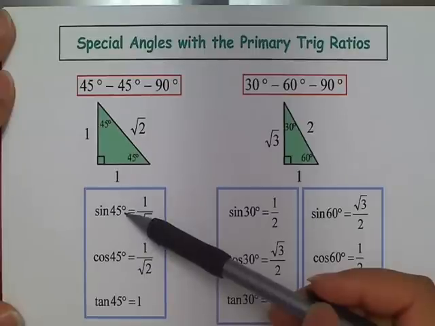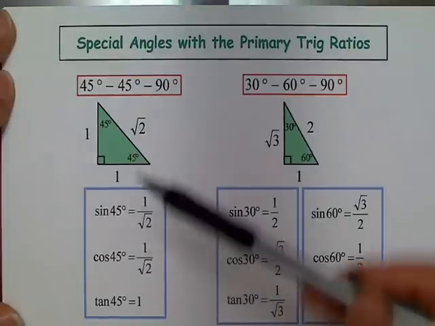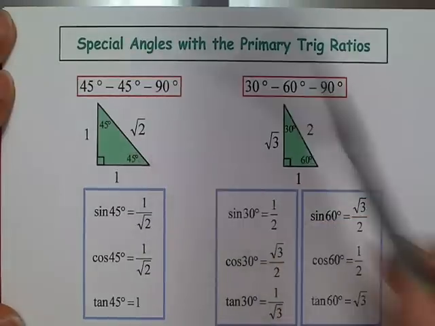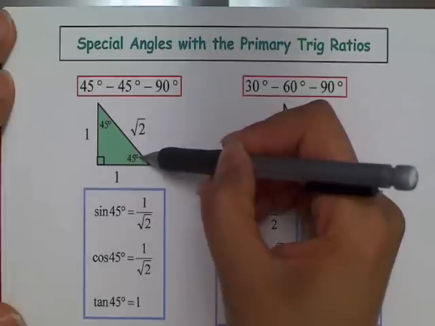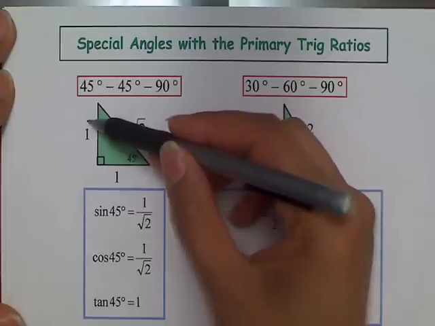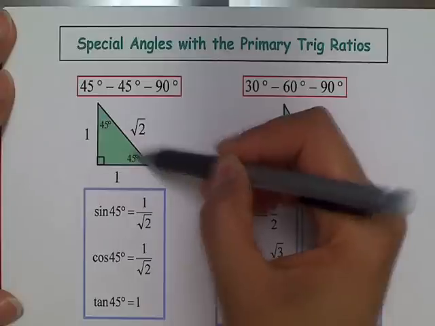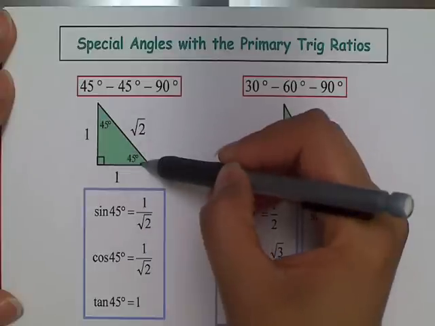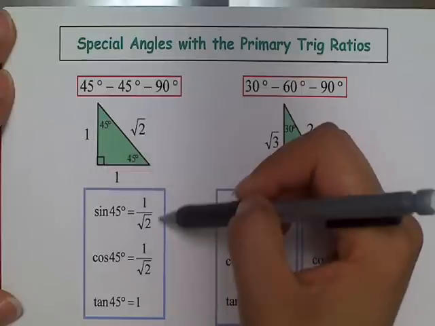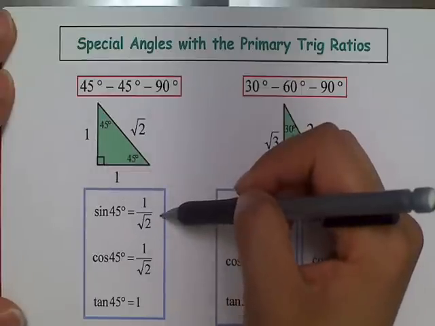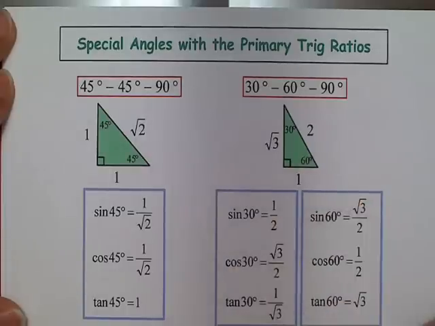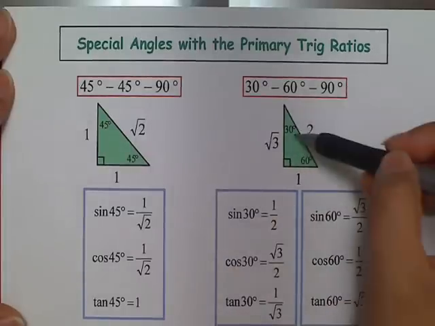Okay, and so for example, if I wanted to know the exact value of sine 45, I would look at my 45-45-90 triangle, look for a 45-degree angle, and look at the opposite and hypotenuse sides based on that triangle. And I know the opposite and hypotenuse for a 45-degree angle end up being 1 over root 2, which is exactly what I did here. Same idea for the rest of the ratios.